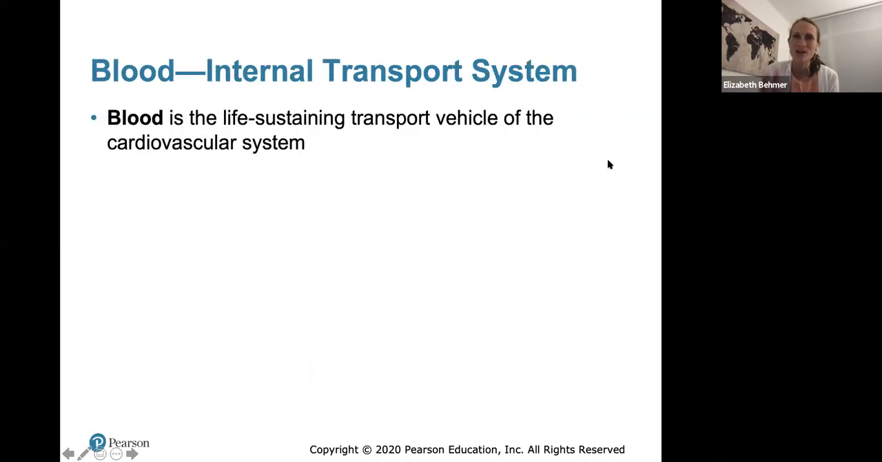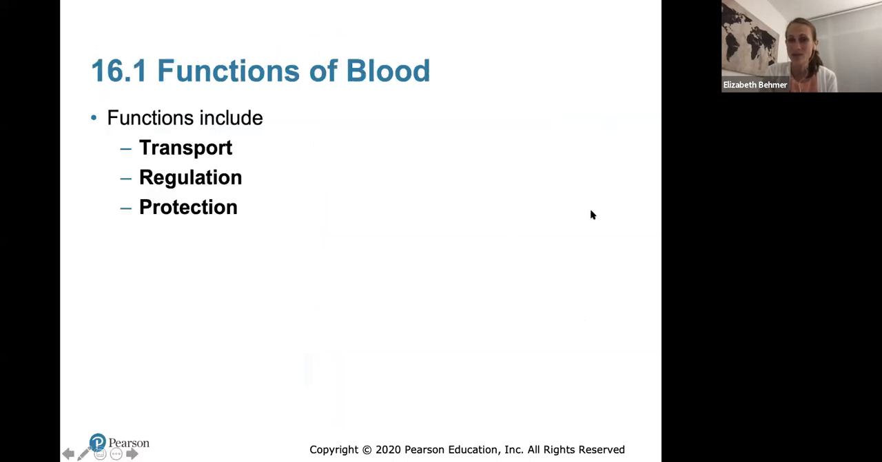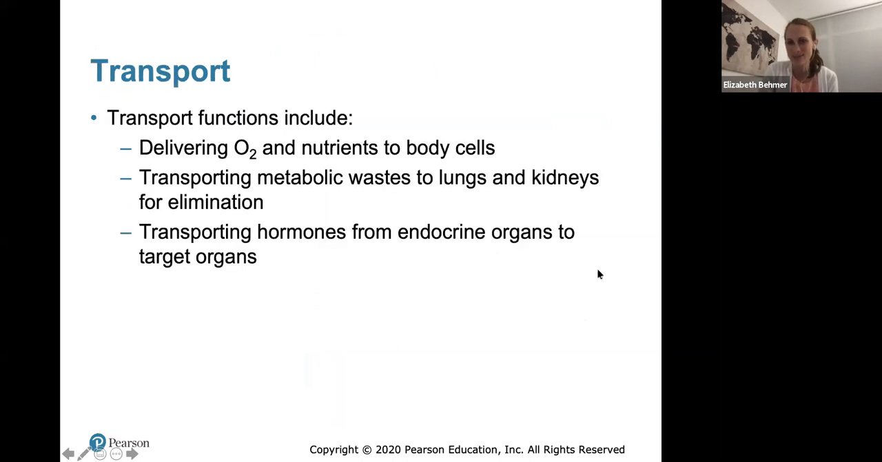So blood is our introduction to the circulatory system. We'll move on to the heart and blood vessels after this. Blood is our life-sustaining transport vehicle of the cardiovascular system. It works to transport many different types of molecules and chemicals, oxygen, carbon dioxide. It helps to regulate a lot of different ion levels, blood pressure, blood volume, regulating pH levels, and it helps to protect because our white blood cells travel through the blood and they are our body's immune system.